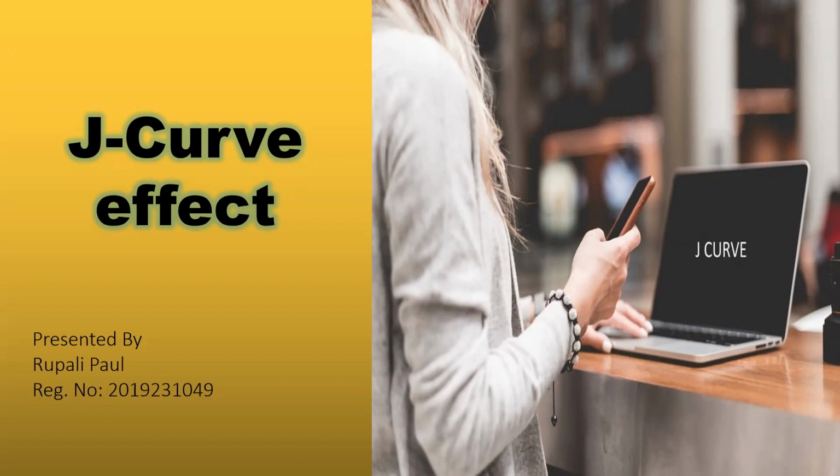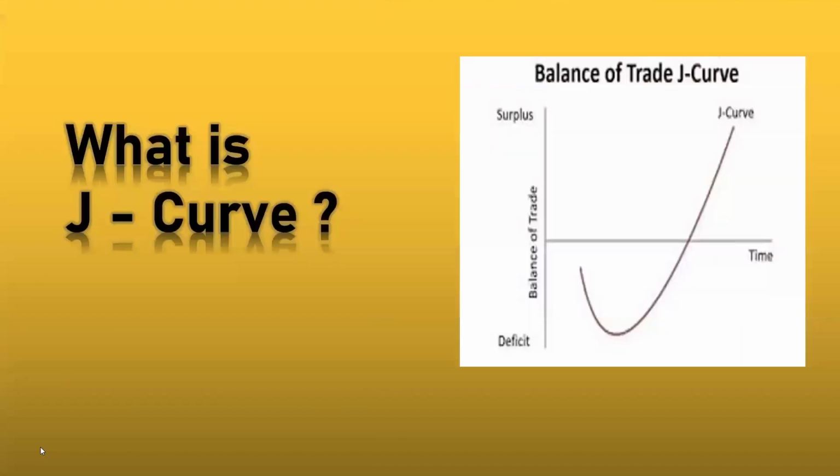I am Rupali Paul. Now I am going to discuss the J-curve effect. Hope this video will be helpful to you. First of all, I am going to discuss the J-curve. A J-curve is a trend line that shows an initial loss immediately followed by a dramatic gain. In a chart, this pattern of activity would follow the shape of a capital J.